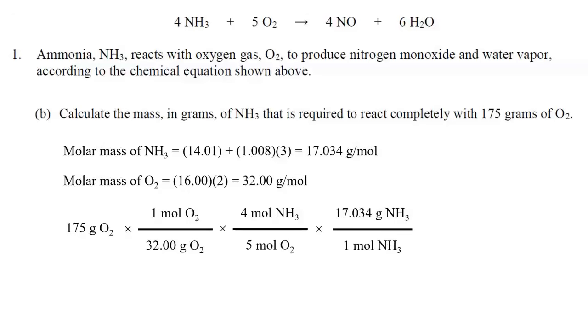If we start with the left and go from left to right, 175 divided by 32 times 4 divided by 5 times 17.034. Here is our unrounded answer. And since 175 grams, which is the measurement that we started with, has 3 significant figures, we'll round off our final answer to 3 sig figs, so 74.5 grams of NH3.